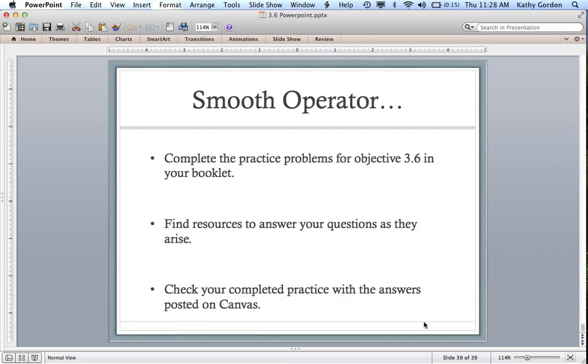All right, so I hope that gives you enough information that you can work on your practice problems in the 3.6 practice. If you have questions on this, because it's a bit of a strange lesson, it's not something we've dealt with before, so make sure you're finding the resources to help you with this, whether it's your textbook, whether it's other online videos or websites that might explain this a little bit more to you.